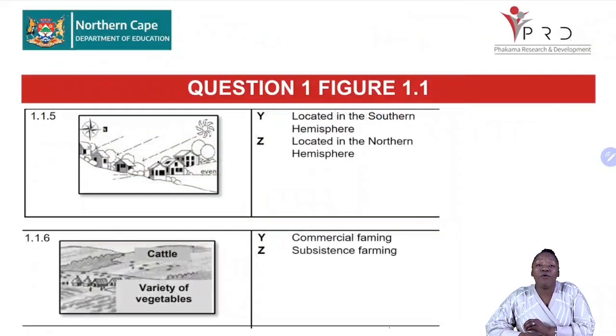Right, girls and boys, you are now on your question 1.1.5 to 1.1.6. Your question 1.1.5, again, you are given a picture there, and there is a clue. As you can see, there is a sun. So, is that a location in the southern hemisphere, or is it a location in the northern hemisphere? Then your 1.1.6, you are given another picture. There is a key, there is cattle, and there is a variety of vegetation. So these are the types of farming. Is that commercial farming or subsistence farming? So another 2 minutes, and then after 2 minutes, we proceed to our next question.